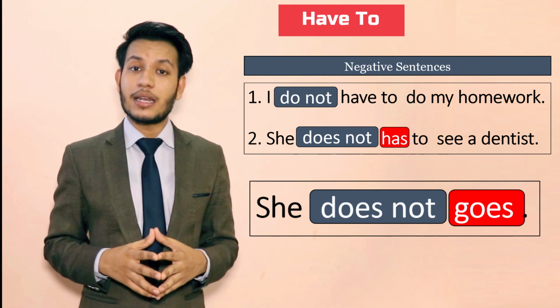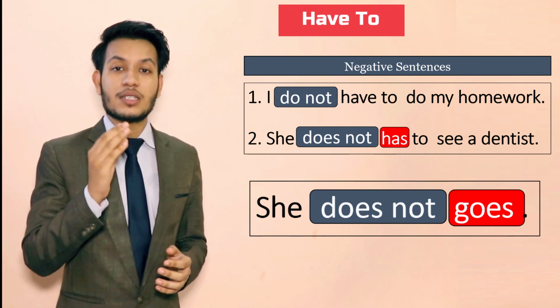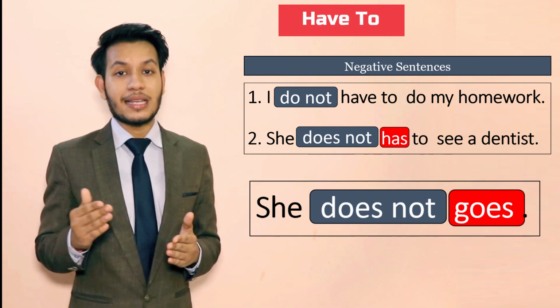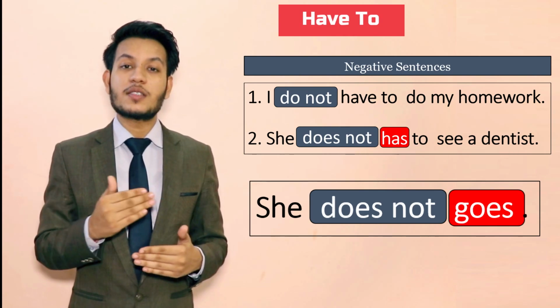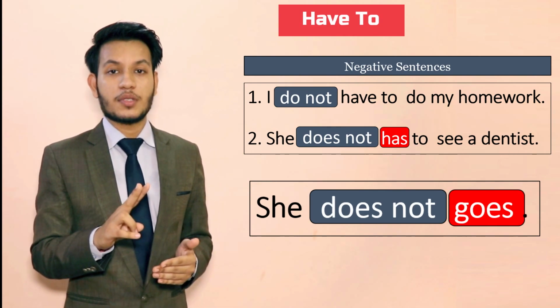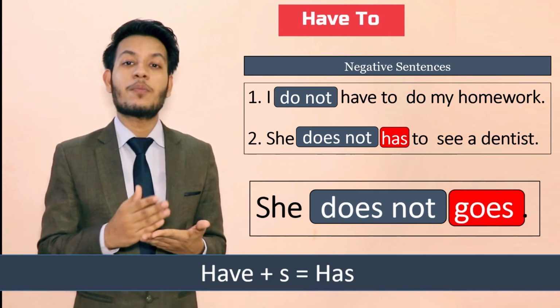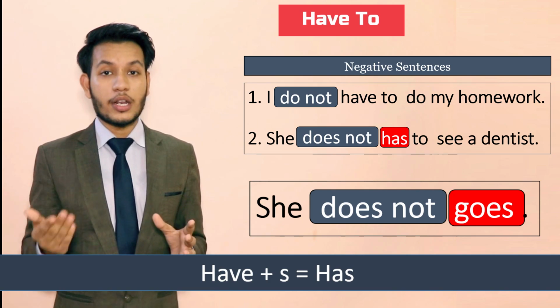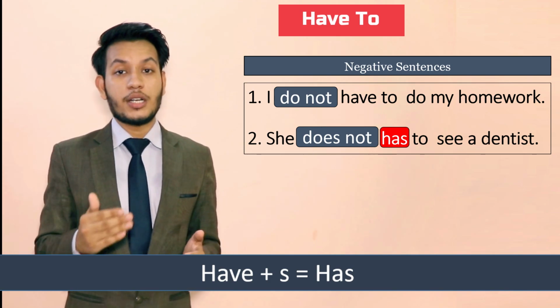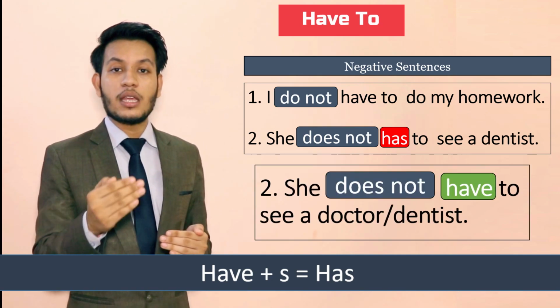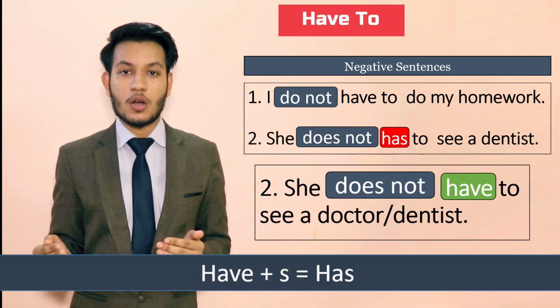This is an incorrect sentence because we have used s two times. Likewise, in the sentence, she does not has to see a doctor, we have mistakenly used s two times. First with do and another with have. Yes, have plus s becomes has. I have already told you. That is why she does not has to see a doctor is wrong. It needs to be she does not have to see a doctor.